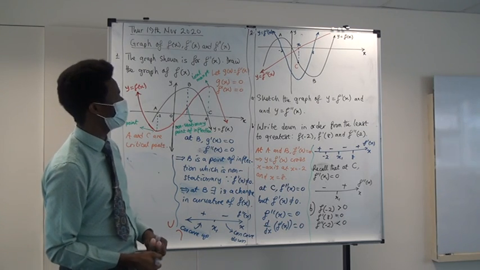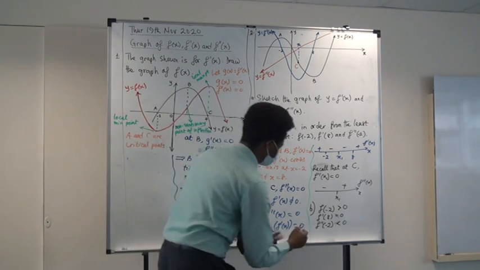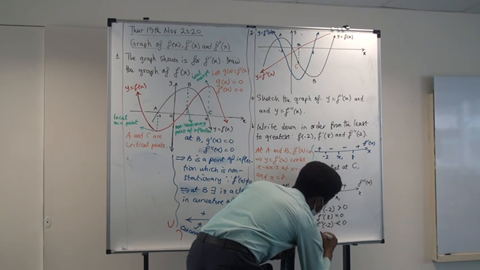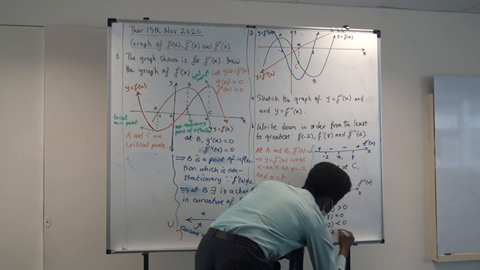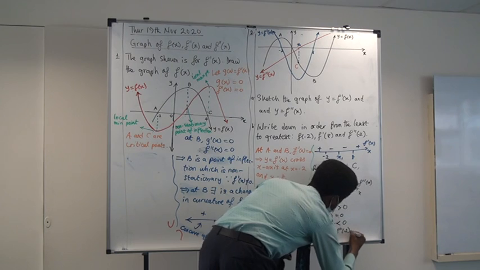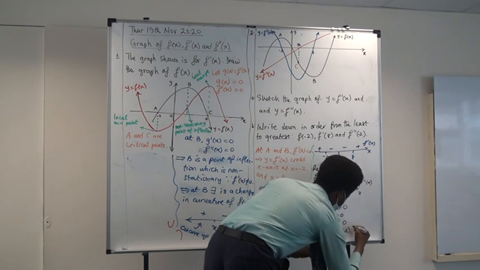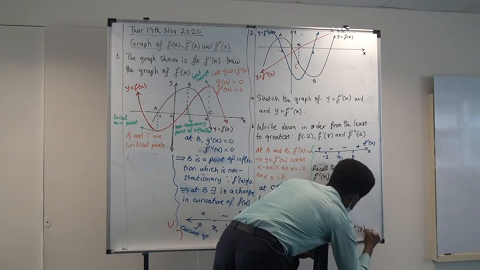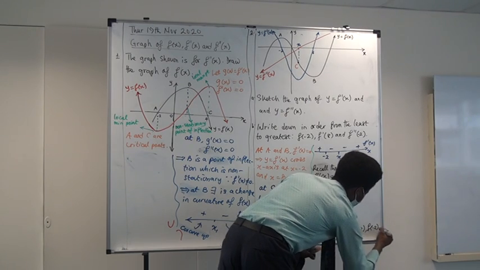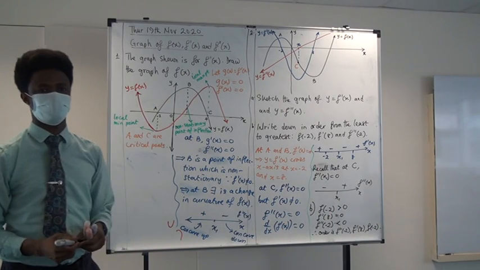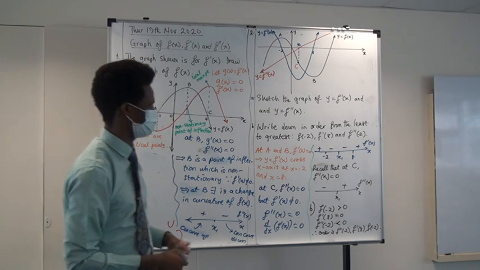So now we can write in order, starting from the smallest. So it's going to be what? f prime prime of minus 2. I think it's the reverse now. Yes. Okay, f prime of 8 followed by f of negative 2. Okay, so that solves that one.